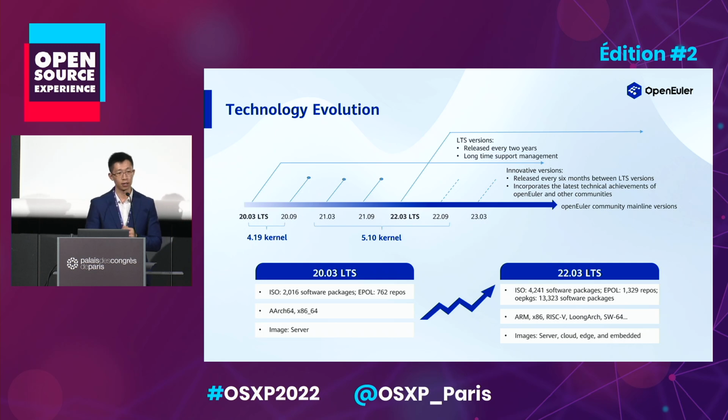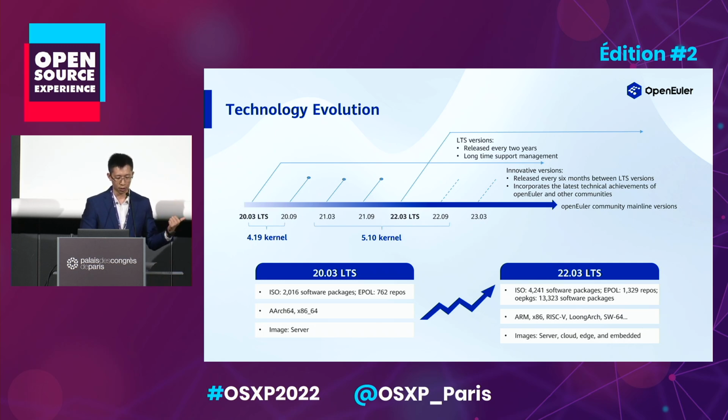Now I'm going to go a little deeper into the technology part, but don't worry, it will be very quick. Basically, for technology evolution, we have two different kinds of versions in our community, but they can be combined into one mainline version. As you can see, the upper one is the long-term support version, called the LTS version. Every 2 years, we release a long-term support version.